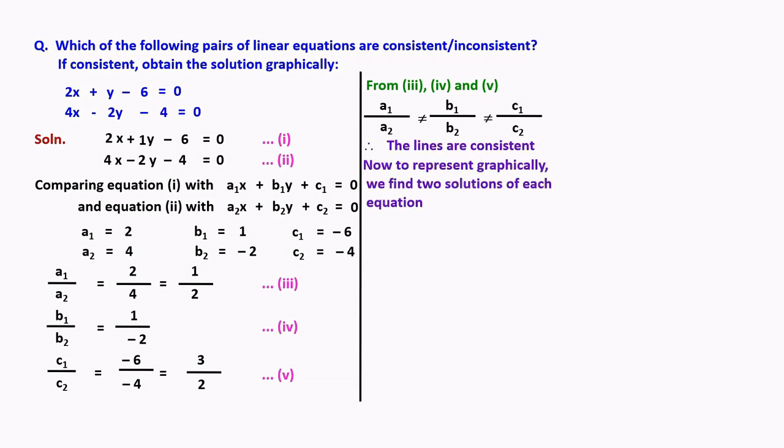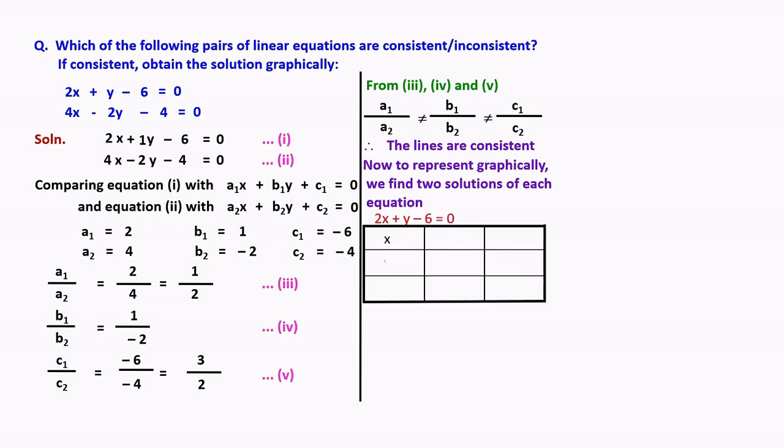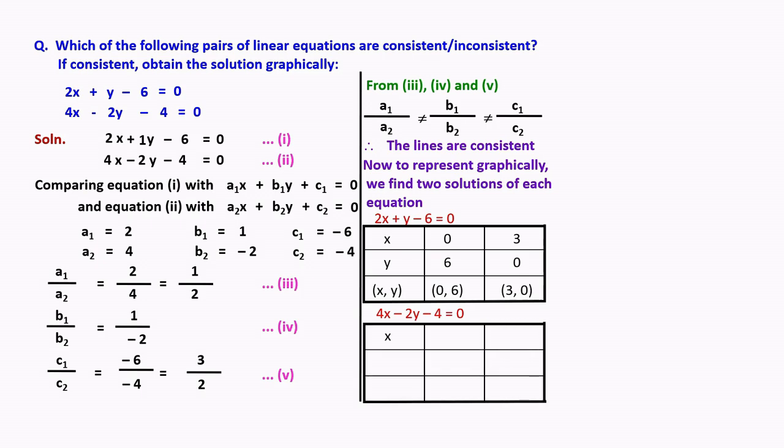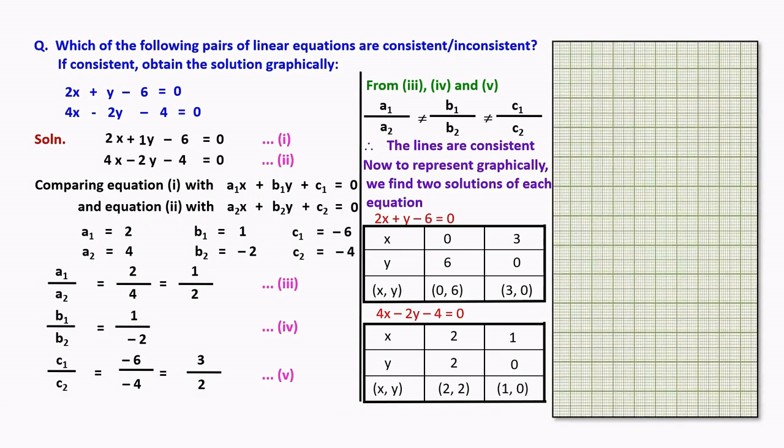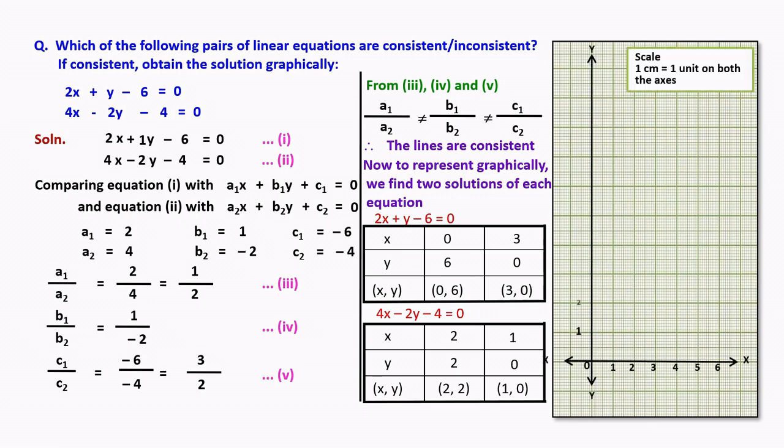Now, let us find points to draw the graph. For the first equation, when x is 0, y is 6, so point (0, 6). When y is 0, x is 3, so point (3, 0). For the second equation, when x is 0, -2y - 4 = 0, so y is -2, point (0, -2). When y is 0, 4x - 4 = 0, so x is 1, point (1, 0).